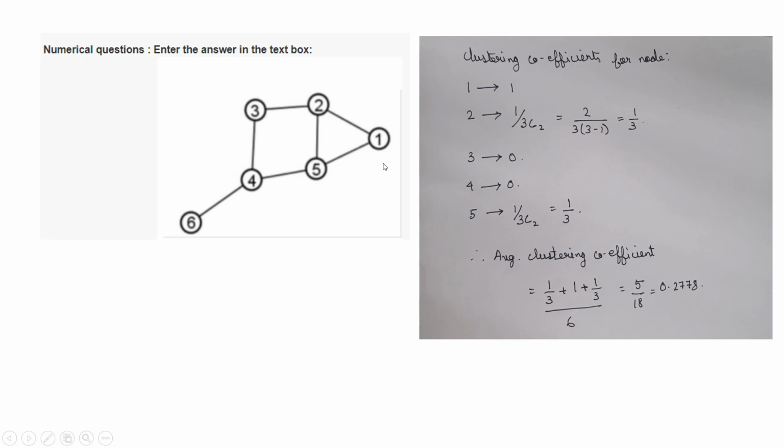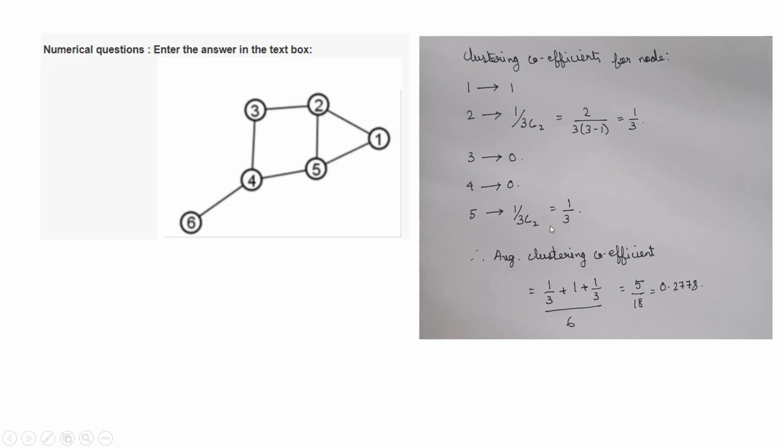It's basically one third. For 3, it's connected to 4 and 2, not forming any cliques or edges between them. So the clustering coefficient for 3 will be 0. For 4, same thing, connected to 3 and 5, no connection between 3 and 5. It's 0 as well. For 5, it's the same as 2. So it has 3 connections to 2, 1, and 4. And 2 and 1 are connected to each other. So basically 1 by 3C2, it's the same as one third. And for 6, it's again 0.